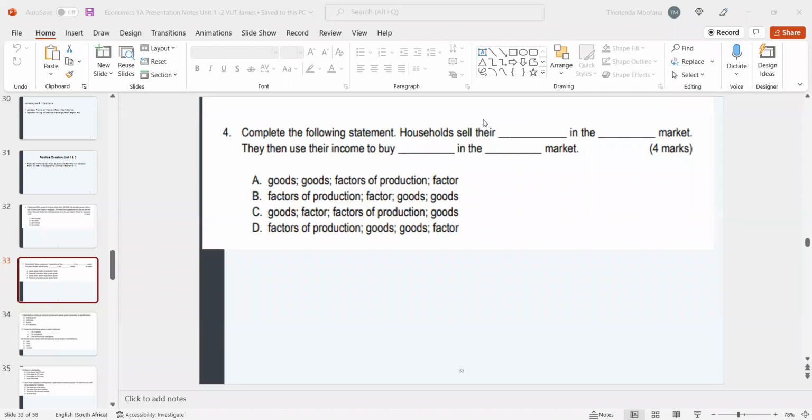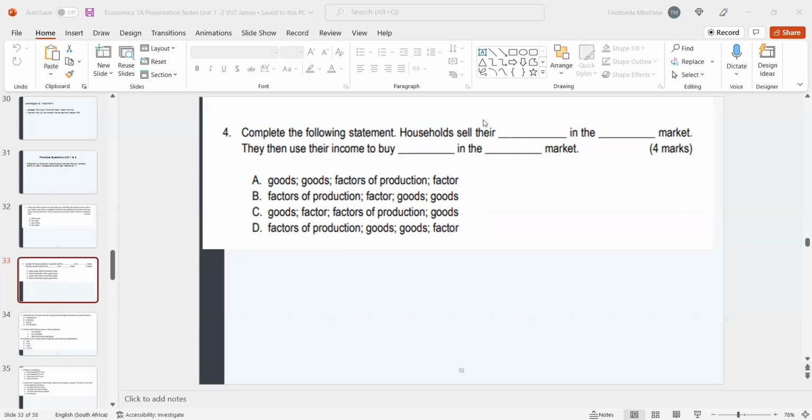So we have here question number 4. Complete the following statement: Households sell their what in the dash market? Now, this is what I was talking about, your understanding of the circular flow of income. What is the role of the households in the different markets? Where do they sell? So the households, remember, are the owners of the factors of production.